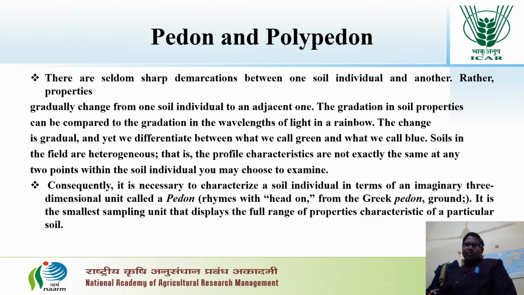Soils in the fields are heterogeneous. That is, the profile characteristics are not exactly the same at any two points within the soil individual you may choose to examine. Consequently, it is necessary to characterize a soil individual in terms of an imaginary three-dimensional unit called a pedon, from the Greek word pedon meaning ground. It is the smallest sampling unit that displays the full range of properties characteristic of a particular soil.